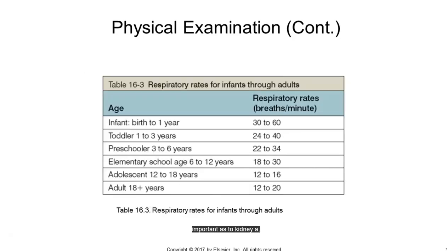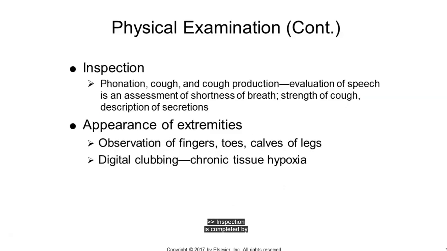Respiratory rate is important as tachypnea, particularly with accessory muscle use, indicates increased work of breathing and decompensation requiring careful rehab design. This chart shows the expected respiratory rates from birth to adult. Breathing patterns must also be noted. Inspection is completed by evaluation of cough, sputum production, observation of extremities, particularly the fingers for digital clubbing.